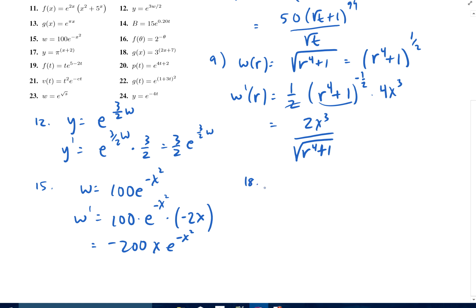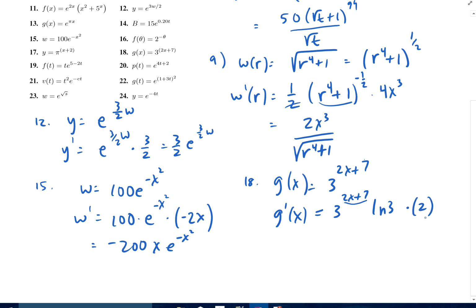18. g of x equals 3 to the 2x plus 7. So g prime of x is 3 to the 2x plus 7, natural log of 3, and then the chain rule says times the derivative of the inside, which is 2. Okay, you can't really do much more simplifying than that.